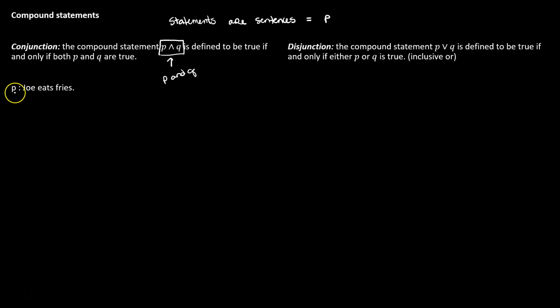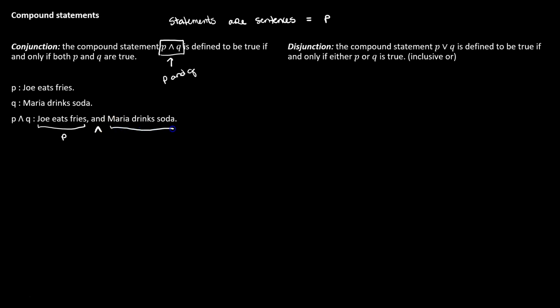The first statement, P, Joe eats fries. The second statement, Q, Maria drinks soda. These are either true or false. Either Joe is eating fries or he is not, and either Maria drinks soda or she does not. P and Q says Joe eats fries, that's the P, and that's the little upside down caret thing.